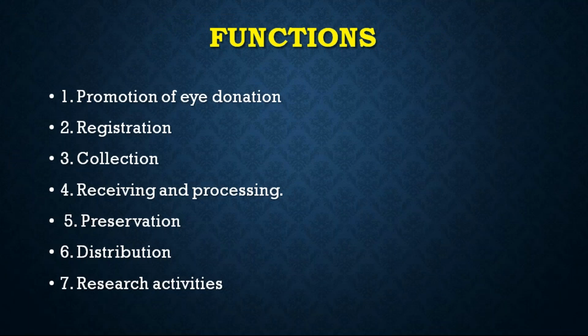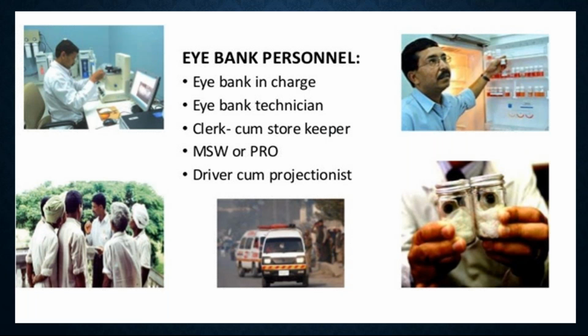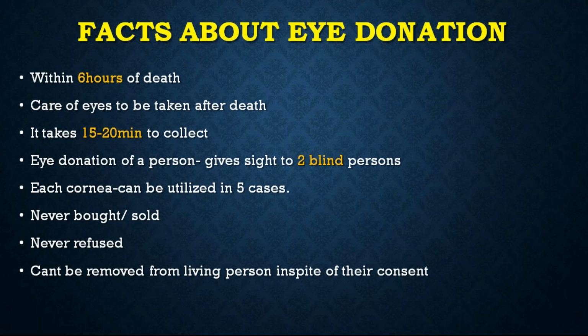Functions of the eye banking: promotion of eye donation, registration, collection, receiving and processing, preservation, distribution, and research activities. For about 2000 eye donation centers, there should be 45 eye banks and 5 eye bank training centers. This is the eye bank organization. Eye bank personnel consists of eye bank in charge, eye bank technician, clerk cum storekeeper, PRO, driver cum projectionist. Under the Transplantation of Human Organs Act 1994, written informed consent should be taken and relative decision should also be taken.